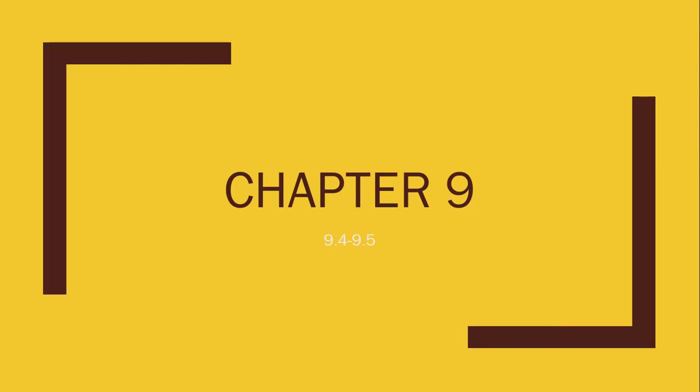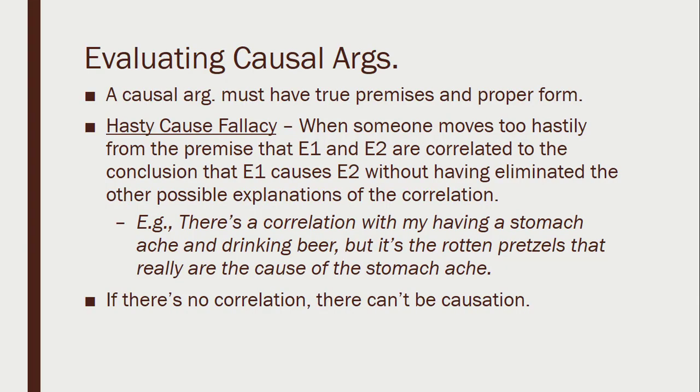Today we'll be looking at the next lesson in Chapter 9. We'll first start off by discussing evaluating causal arguments. A causal argument must have true premises and proper form. In other words, it must pass both tests, as we should expect: the true premises test and the proper form test. Next, let's discuss some logical fallacies that are common with causal arguments.